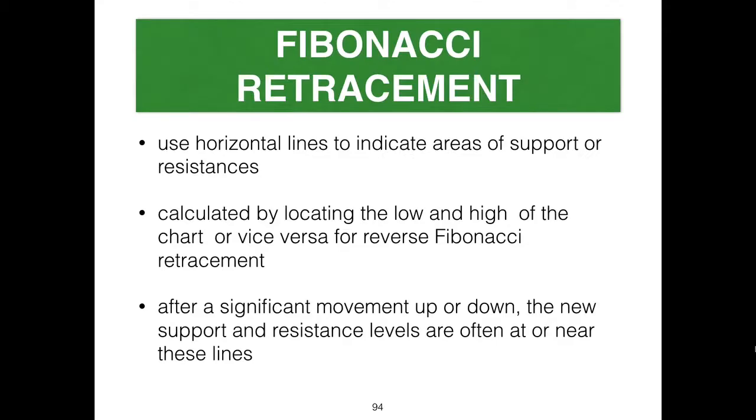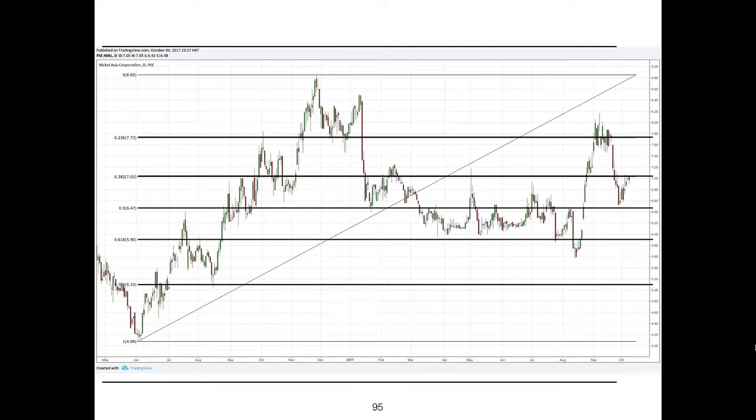So it uses horizontal lines to indicate areas of support or resistance. It is calculated by locating the low and the high of the chart, or vice versa for reverse Fibonacci retracement. After a significant movement up or down, the new support and resistance levels are often at or near those lines. So I'm sure many of you already know Fibonacci retracement. Just to give a refresher course.